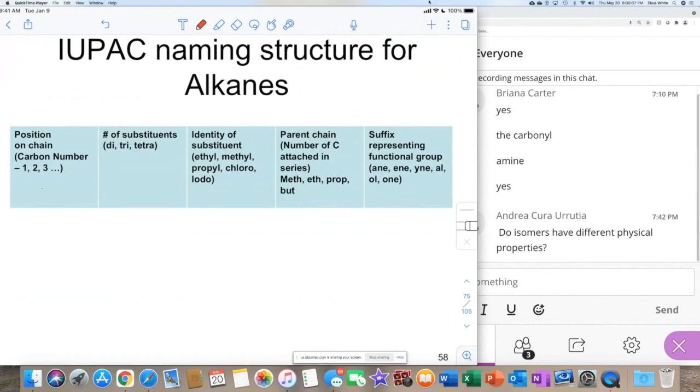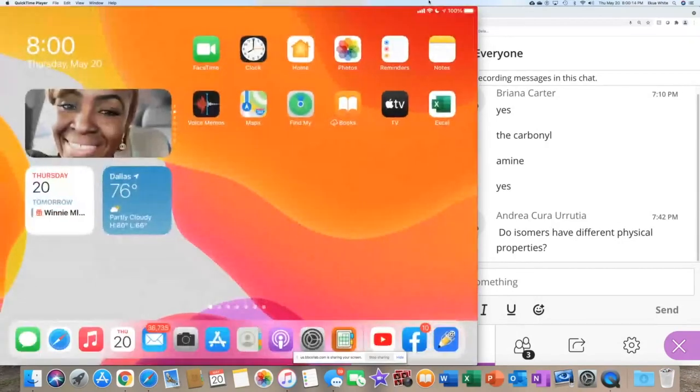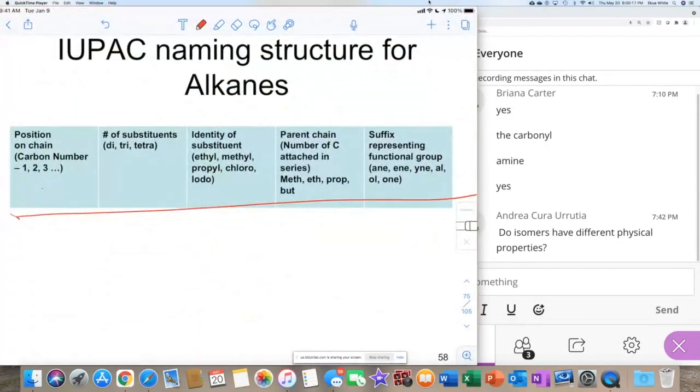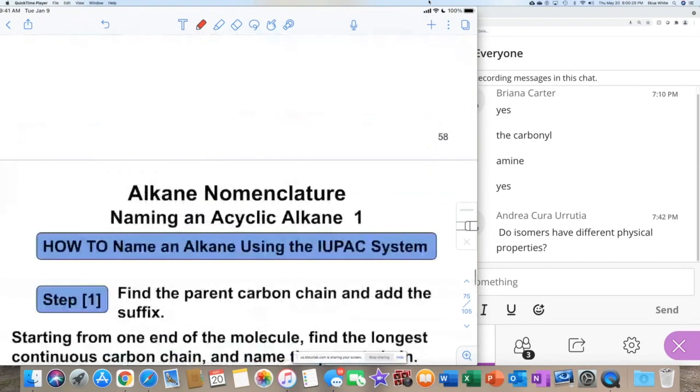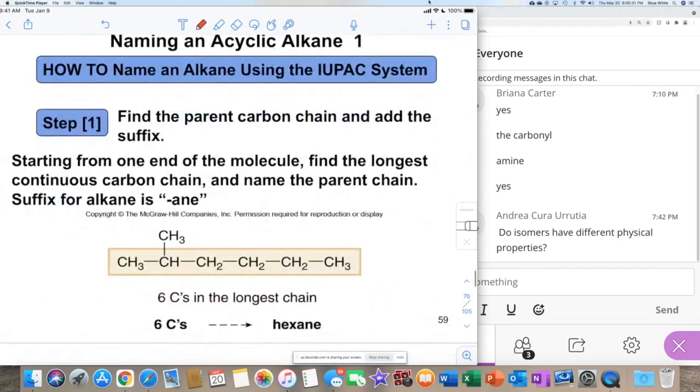So these are the detailed components of the name. Organic molecules tend to have all of these components in the name. Okay, so I won't go over this right now because I feel like it's a good summary when we're done versus looking at it first. Okay, so number 1. We're going to go through how to name an alkane using the IUPAC system. It says here, find the parent carbon chain and add the suffix.